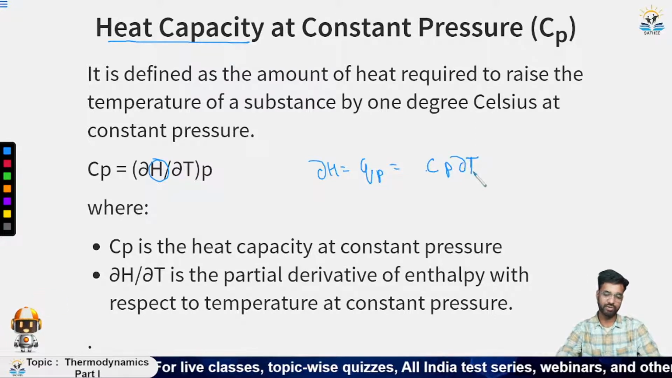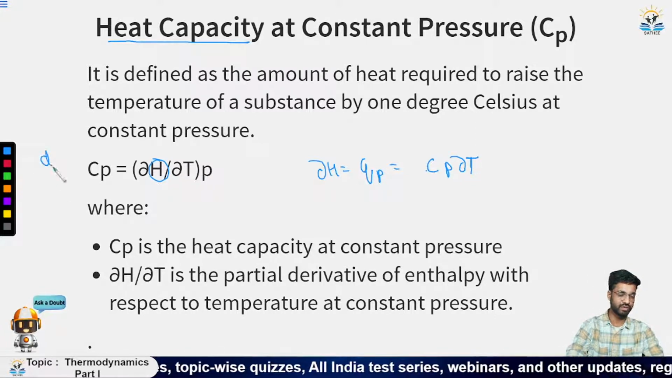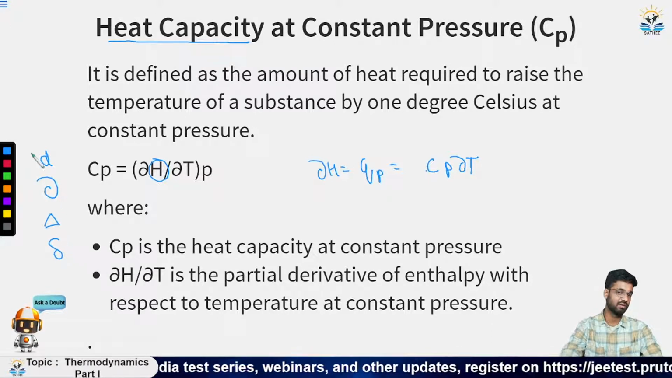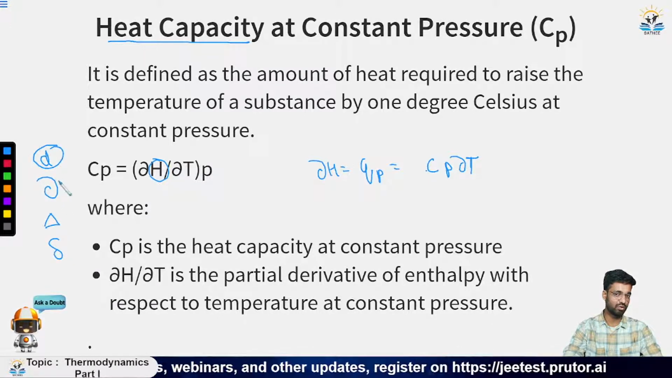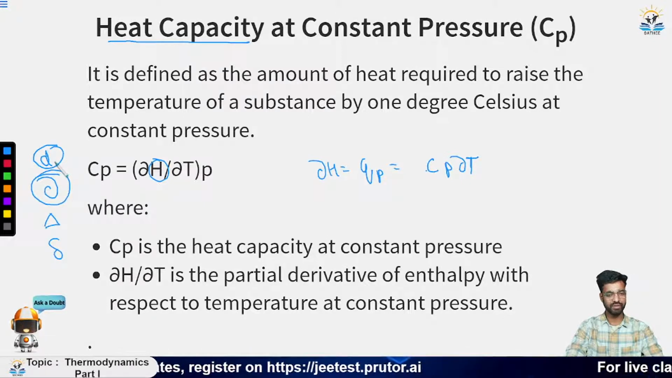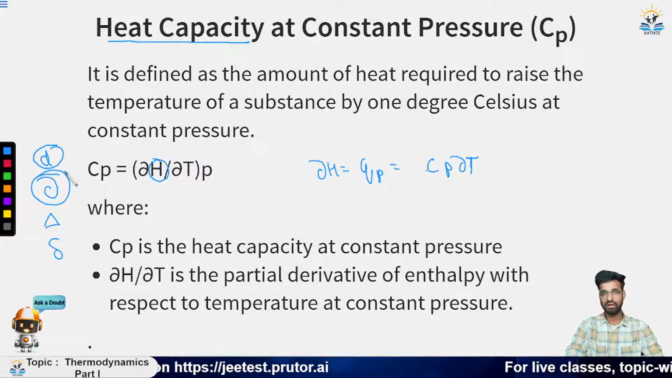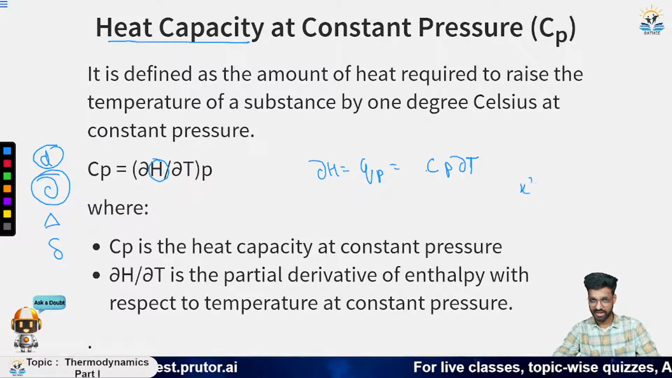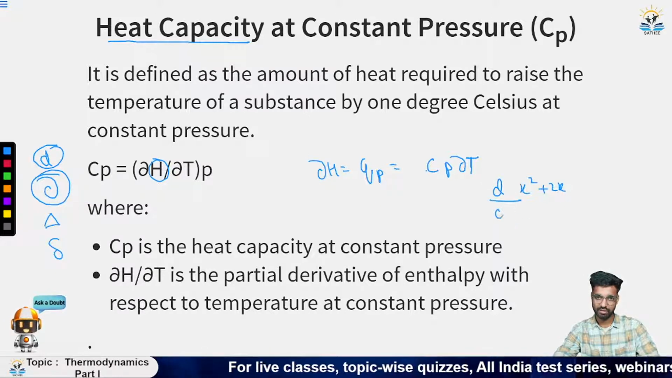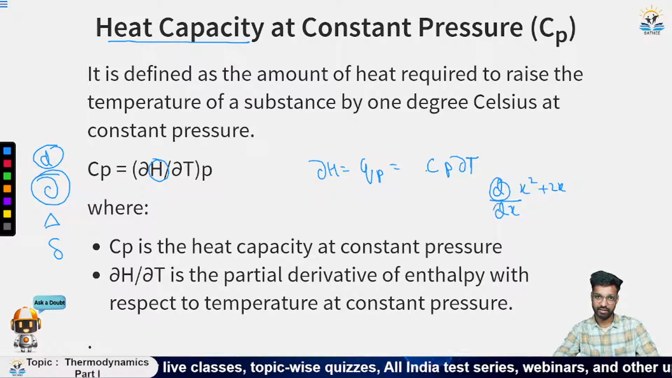Now students, you must often get confused about what is the meaning of this d, this, and this. Both are differentiation, but the difference is that, suppose there is a function like x square plus 2x and you have to differentiate with respect to x, then we will use this d.